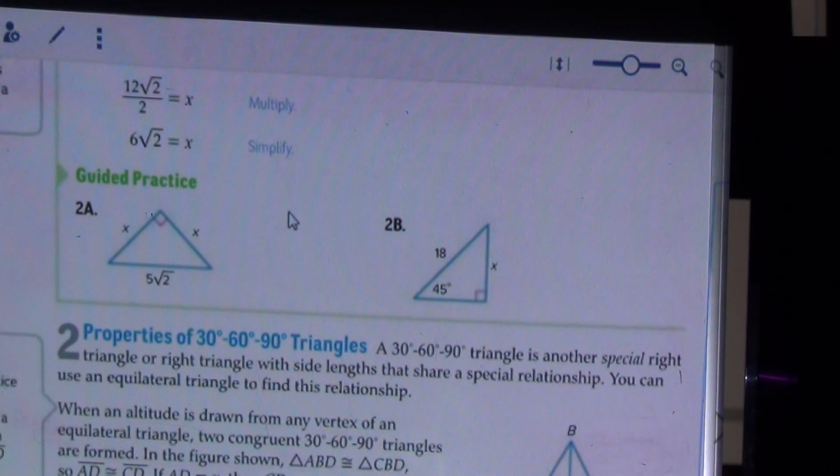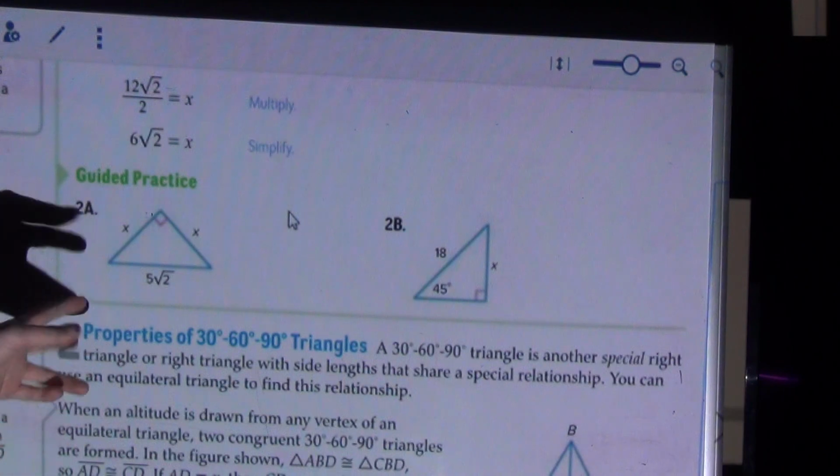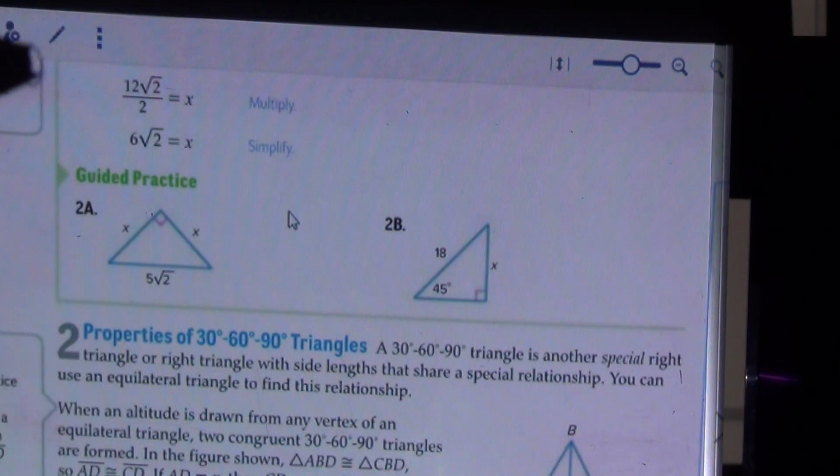Alright, so 2a, they give you your hypotenuse, that's always the longest side, which is 5 square root of 2. And they give you these two are x, meaning these two are congruent. So it's going to be a 45, 45, 90 triangle, and we're going to do this.